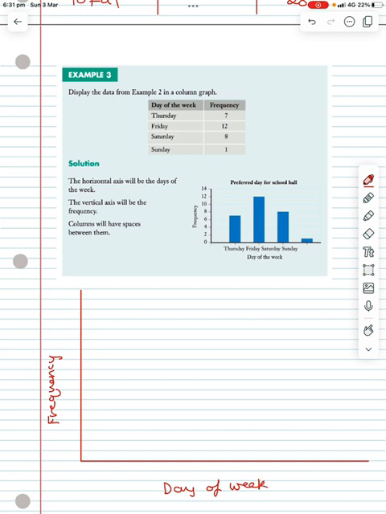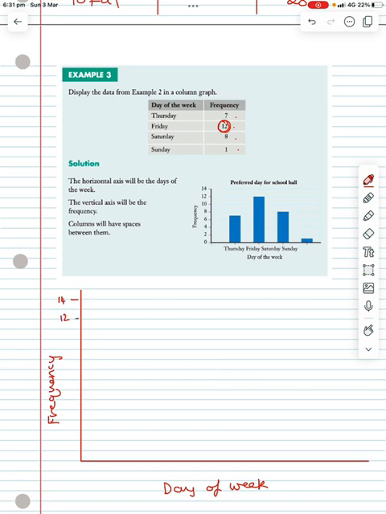The reason for this is, remembering we always put our independent data along our x-axis. Our day of the week is independent because the frequency doesn't change the order of the days of the week, but the frequency depends on the days of the week. Now, when we look at our numbers, we've got 7, 12, 8, and 1. So we're going to want to go a little bit higher than 12, just so our column graph isn't taking up the whole lot.